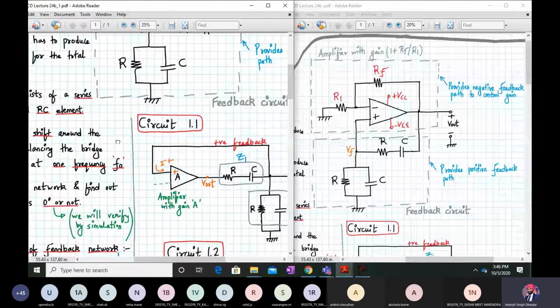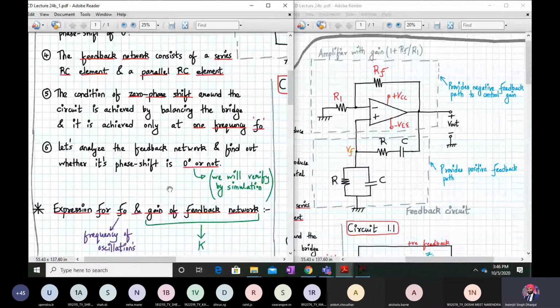So let us analyze. We know the amplifier has a gain of 1 plus RF upon R1. I don't have to prove that, since you already know it. What we will concentrate on from now on is the feedback circuit, only the feedback circuit, keeping it in isolation. Let's analyze the feedback network and find out whether its phase shift is indeed 0 degrees or not.